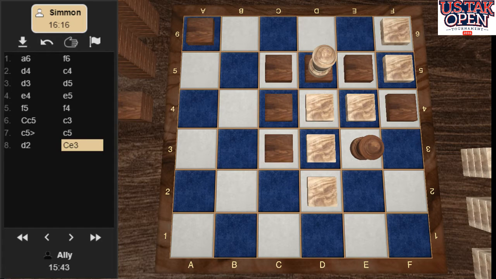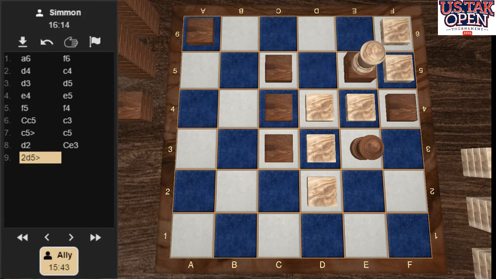Players are both doing great on time. They have not taken more than a few seconds per move here. So Simmon's up at 16 and a half. He's gained a minute and a half since the game started. Ally at 15 and a half minutes.